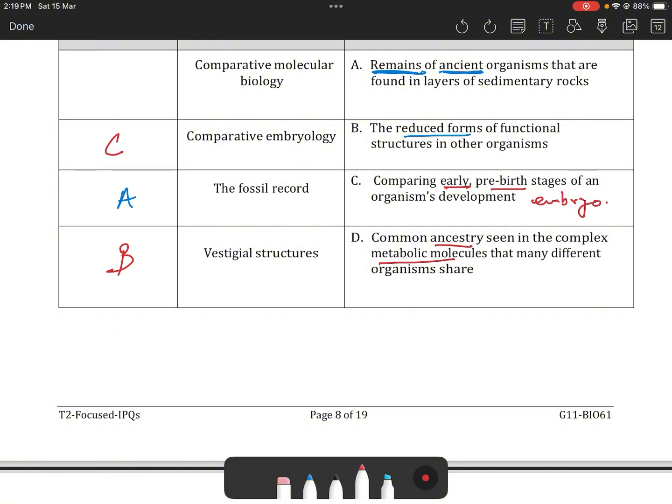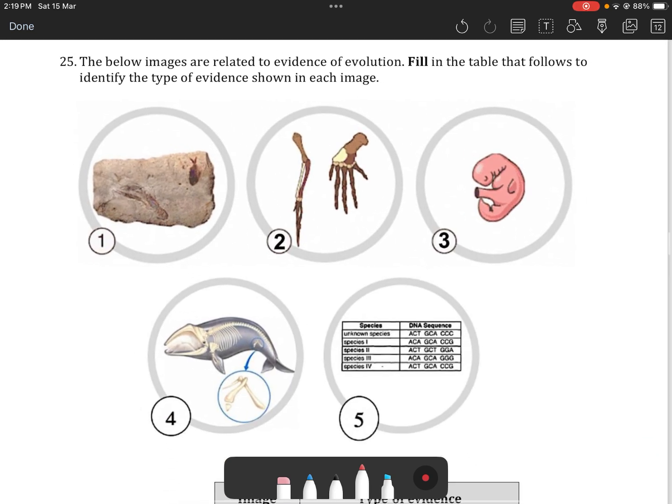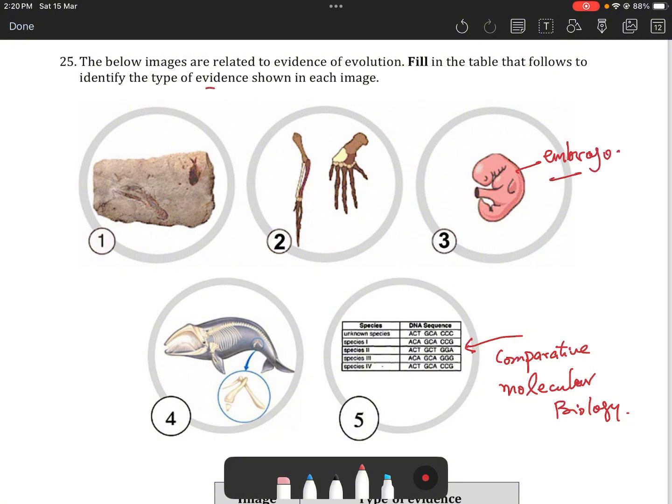Common ancestry based on the metabolic molecules like proteins or enzymes or amino acids. So when we talk about these, sometimes also DNA, they take the nucleotide. So this is comparative molecular biology. When you see the DNA and all that, like this one, this is comparative molecular evidence, and this is embryo. Of course, we will not say embryo because we need to know the evidence. So evidence is comparative embryology.